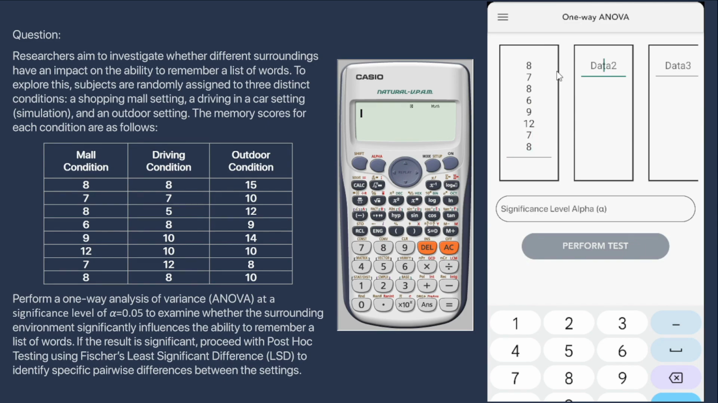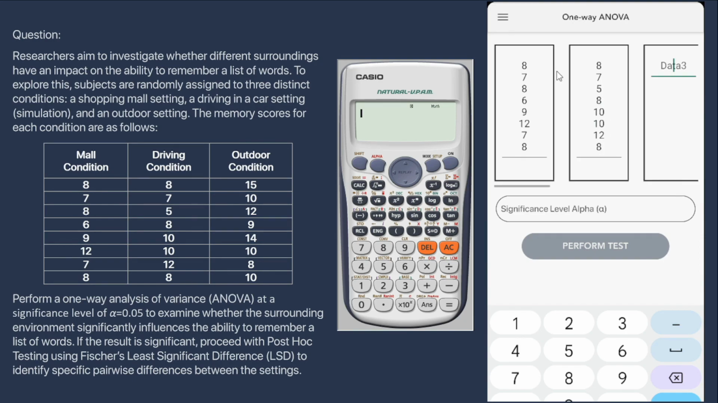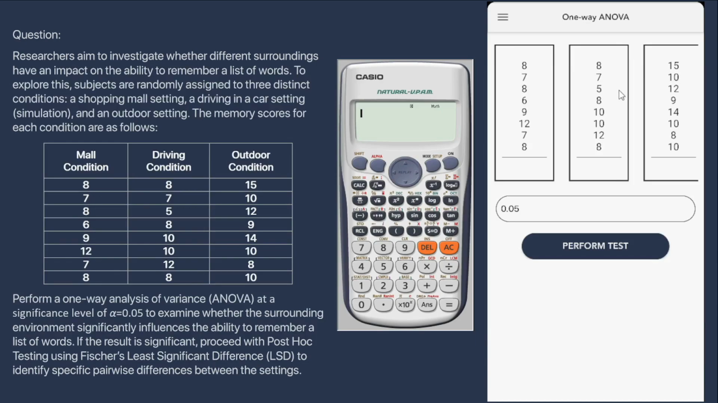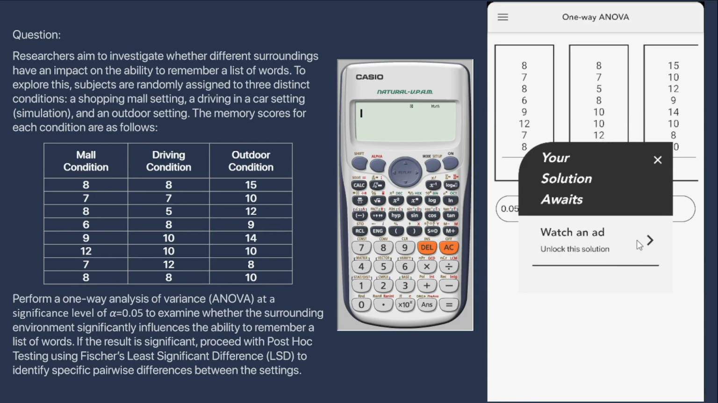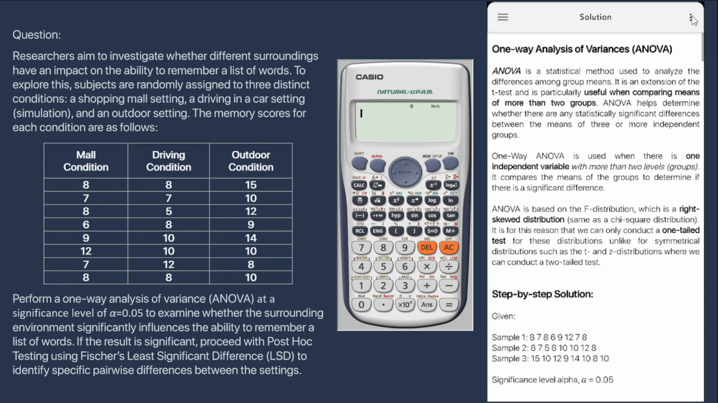Now for data 2, for the driving condition, we have 8, 7, 5, 8, 10, 10, 12, and 8. And lastly, for data 3, the outdoor condition, we have 15, 10, 12, 9, 14, 10, 8, and 10. And then for the significance level alpha, we are also given the value of 0.05. Now that we have already filled up the required values, we are ready to perform the test. We click the Perform Test button over here and watch an ad to unlock the solution.